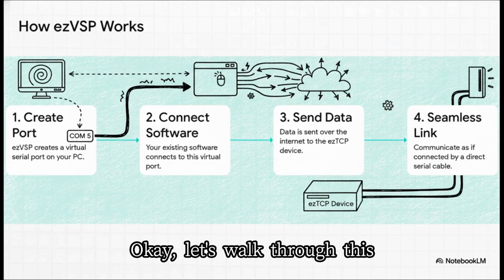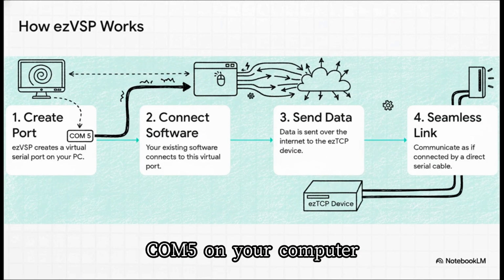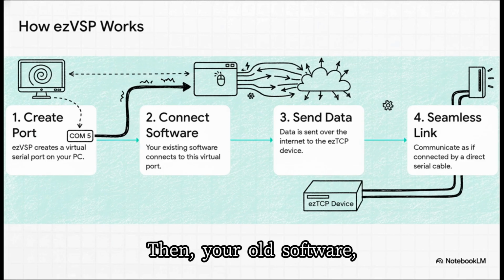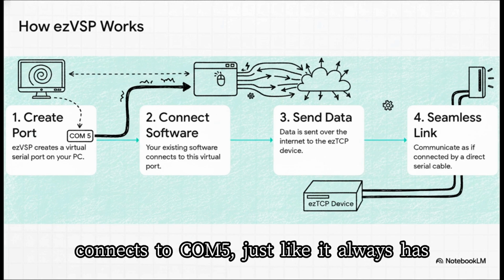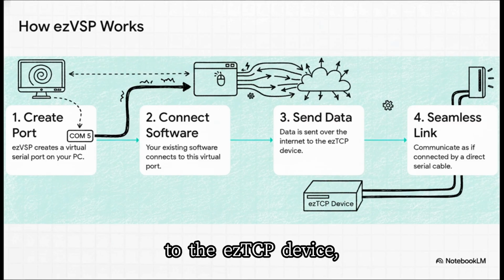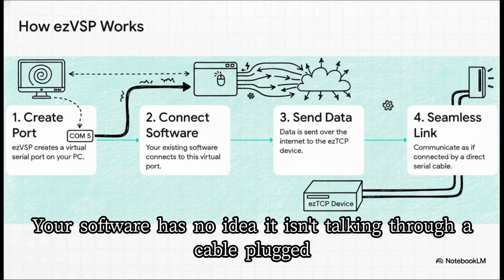Okay, let's walk through this because it's so clever. First, ezVSP creates, let's say, COM5 on your computer. It doesn't physically exist, it's just virtual. Then, your old software, which you don't have to touch, connects to COM5 just like it always has. But behind the scenes, ezVSP is taking all that data, shooting it over the internet to the ezTCP device, which then passes it to your hardware. It is completely seamless. Your software has no idea it isn't talking through a cable plugged right into the back of the PC.